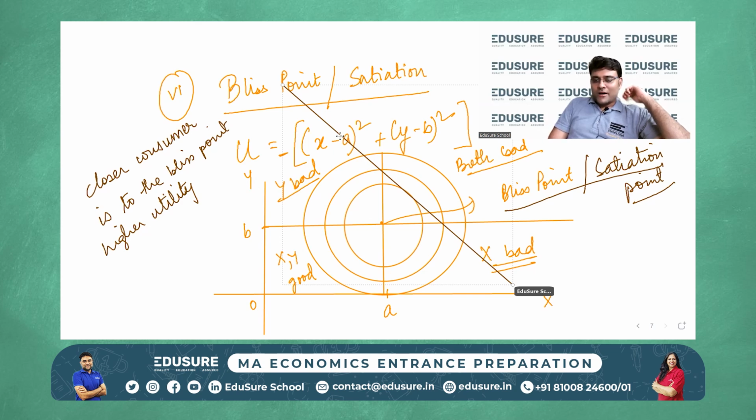If the chocolate bar is only good for me till the third one, just to exhaust my money, why will I buy 10 chocolate bars? It doesn't make any sense, does it? So this is the bliss point or the satiation point.